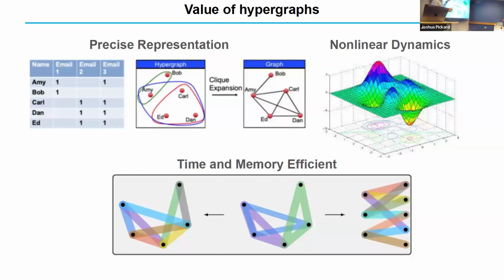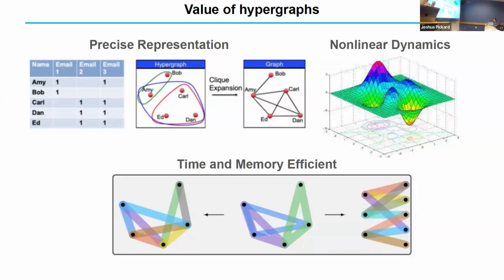If we preserve the multi-way interaction, where here we have the same vertices, the same 5 people, but now we capture each relationship with these colorful hyperedges, which are shown to contain multiple people in the same email at a time, we're able to preserve the structure that Carl, Ed, and Dan were all emailed together. And by keeping it in this structure, we actually have more information than if we go to the graph structure.